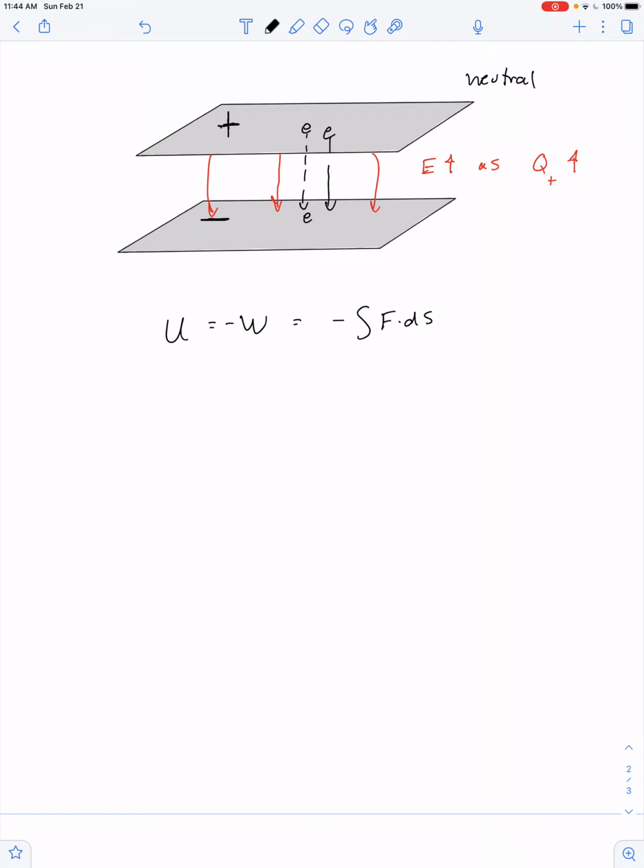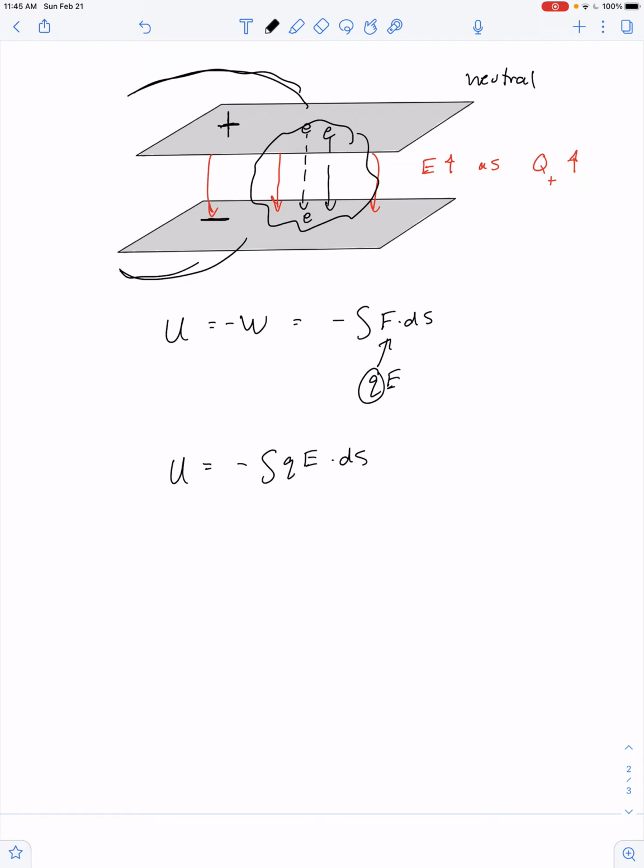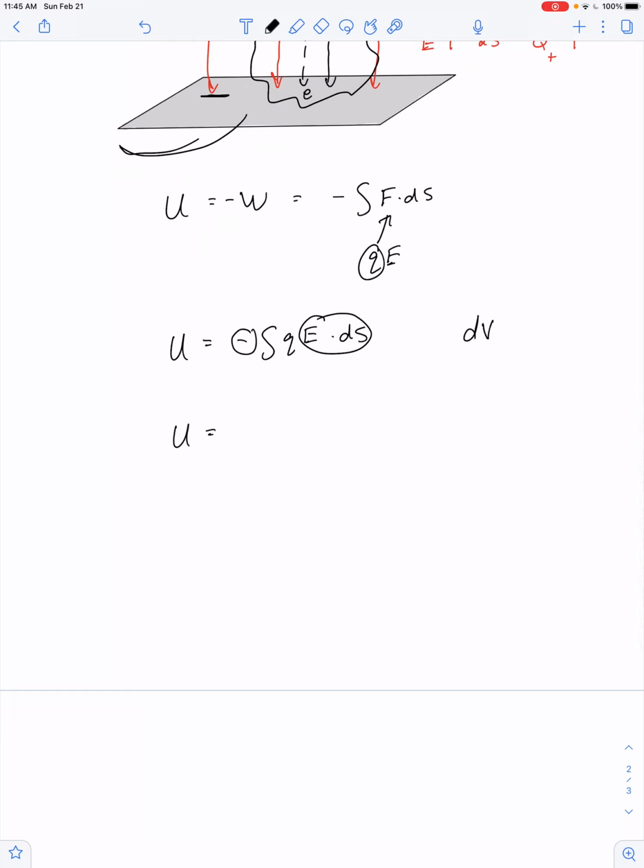And if we're imagining the work done by moving the electrons through the wiring of the external circuit is the same as the amount of work that would be done by transferring these electrons directly through the electric field, then we can replace F with QE. So here this Q would be the charge of each individual electron. So the potential energy is equal to negative the integral of QE dot ds. But negative E dot ds is the same thing as dV, right? So U is equal to the integral of Q dV.